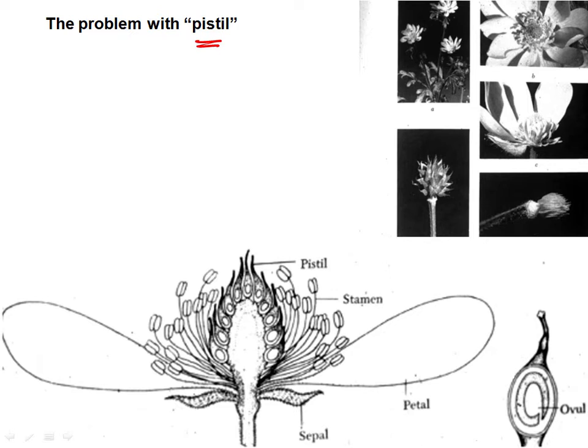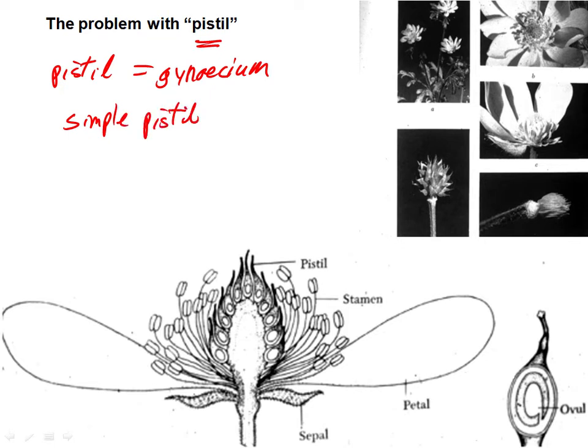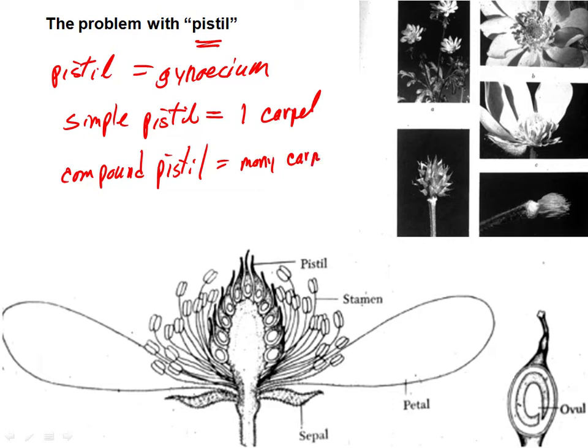In essence, the pistil is the gynoecium. So you'll see they'll talk about pistils in two different ways. Sometimes you will hear simple pistil, and sometimes you'll hear compound pistil. A simple pistil is when there is one carpel. So that first pea flower we looked at would be a simple pistil. A simple pistil is a flower with one carpel. A compound pistil is when there are many carpels, or I could say more than one carpel. Let's just say many carpels fused together.